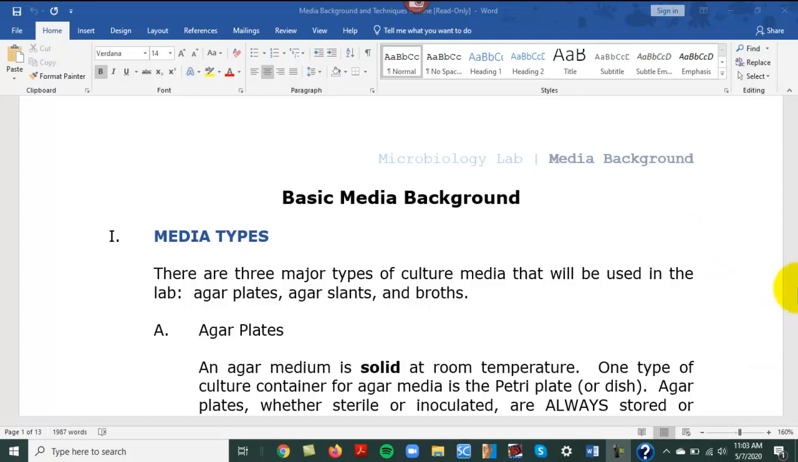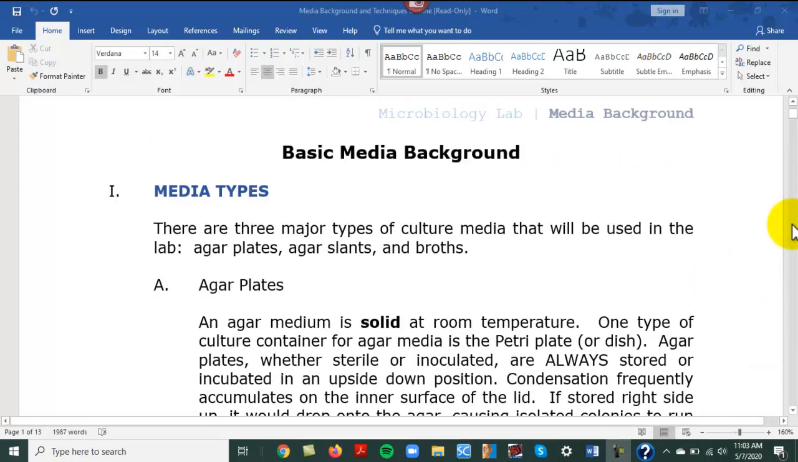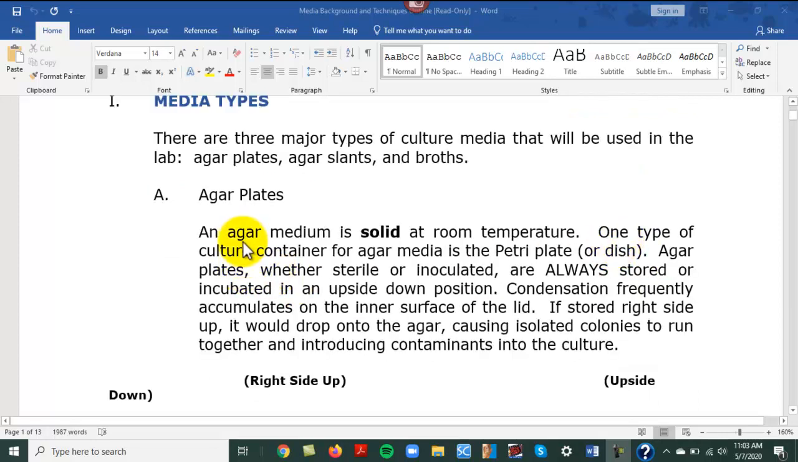So, what does media mean? It has nothing to do with cameras or pictures or anything like that. Media is what you work with in a micro lab and you grow microbes on, and then they become cultures. Agar plates. That's a staple of a micro lab.